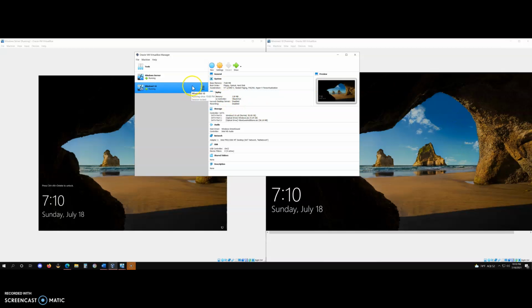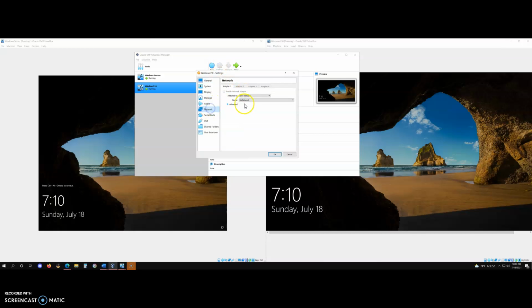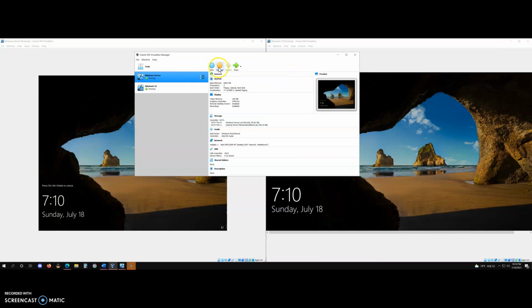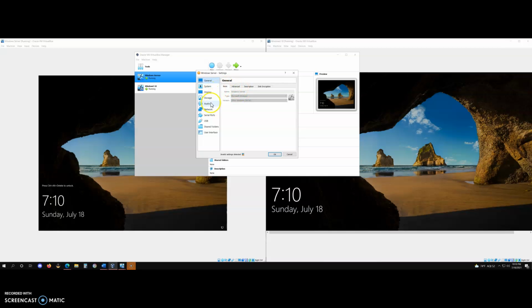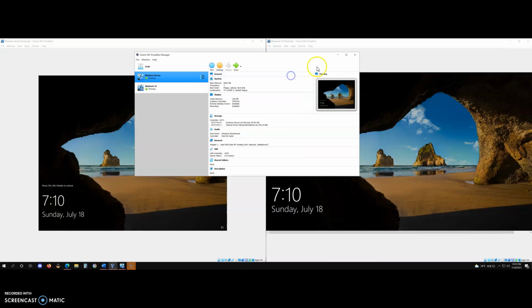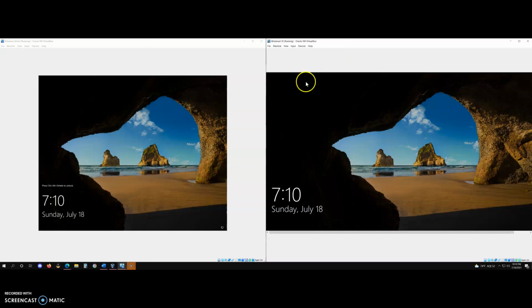So they're both connected to a NAT network that I created for both machines. My Windows server is on the left. Sorry, my Windows server is on the left. My Windows 10 is on the right.